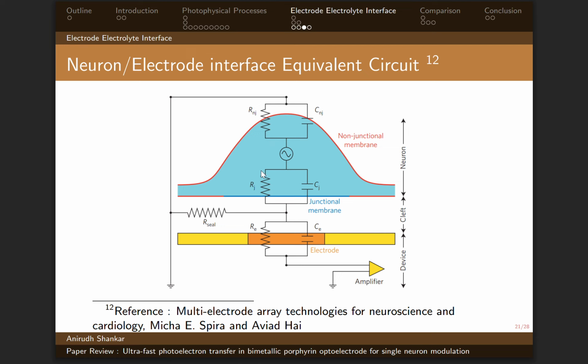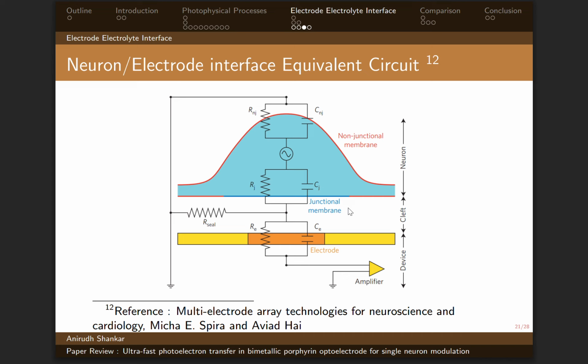And the voltage that is generated by a neuron is typically distributed across two impedances in the neuron itself. The first one is a non-junctional resistance, that is the resistance and capacitance that is away from the sensing electrode, and the junctional resistance and capacitance, that is the one that faces the electrode. And obviously the electrode comes with its own parasitic resistances and capacitances.